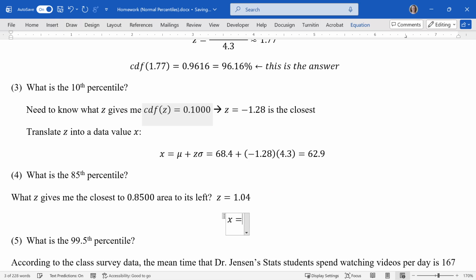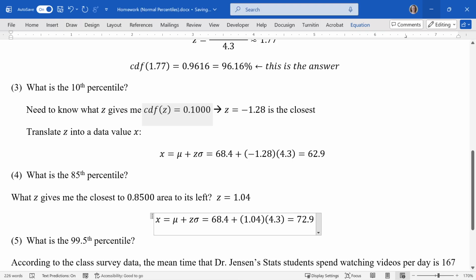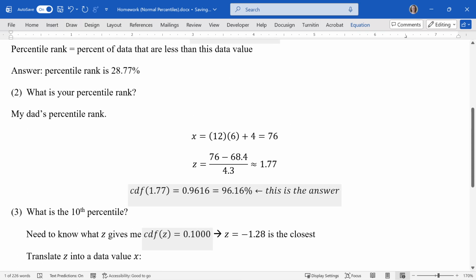Okay, now I just need to translate this back to a data value using this formula. So 68.4 plus 1.04 times 4.3. Once you get used to doing these, they're not too bad. And I'll put that in a calculator. I'm getting 72.9, which is about 6 foot, a little bit less than an inch, so almost 6'1". So that makes sense. It's pretty tall, taller than most people, but not as tall as my dad because he had this percentage rank, or percentile rank.